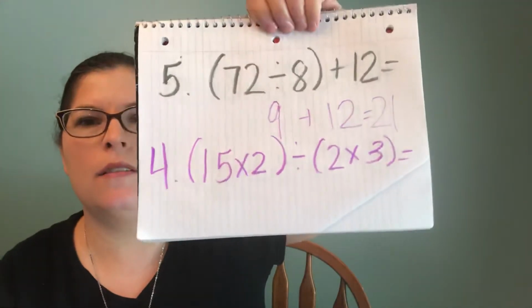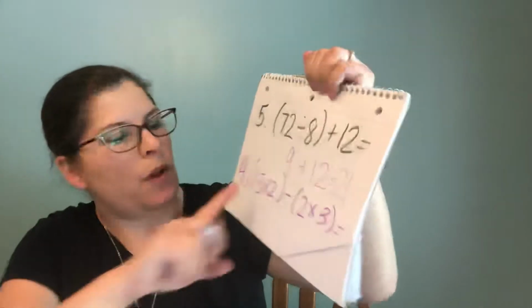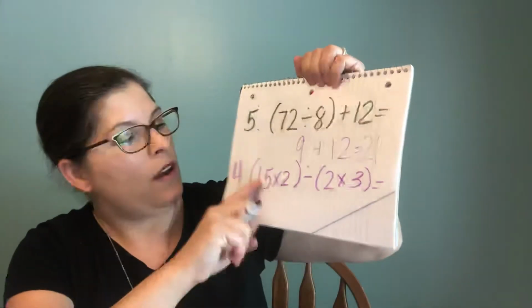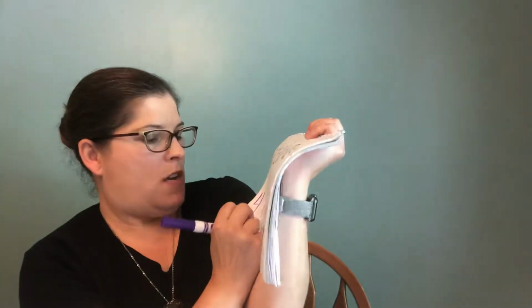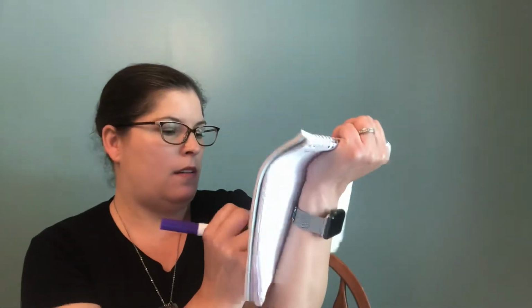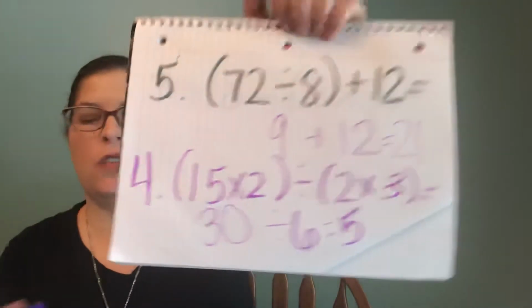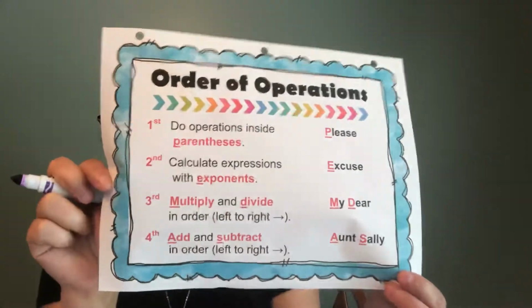So what about this? Something like this where we have 2 sets of parentheses. Well, we're going to do them left to right. So the parentheses from left to right. 15 times 2 equals 30. Divided by, what's 2 times 3? 6. 30 divided by 6 equals 5. 5 times 6 equals 30. So do what's in parentheses first. I'll put this on Google Classroom so you have your order of operations. Always start with the parentheses first.